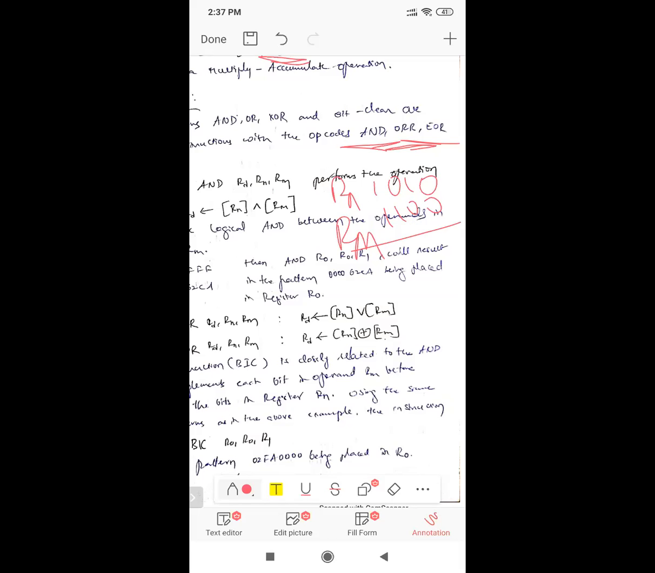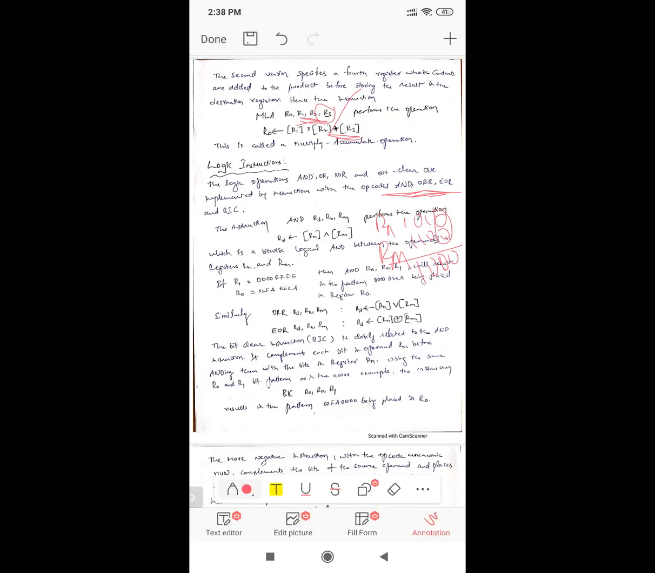To perform the AND operation between these two registers, bit by bit, these two bits are ANDed. For 0 and 0, the AND operation gives 0. For 1 and 0, it is 0, and for 0 and 1, it is 0. And for 1 and 1, only then the output is 1. In the remaining cases, the output is 0. It is performing the AND operation between the two registers. The result is transferred to the Rd register.